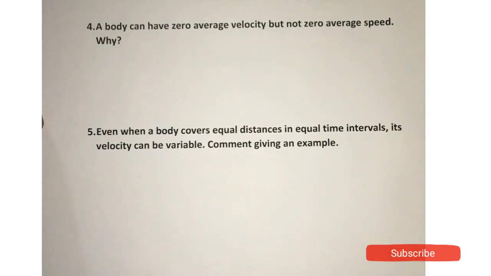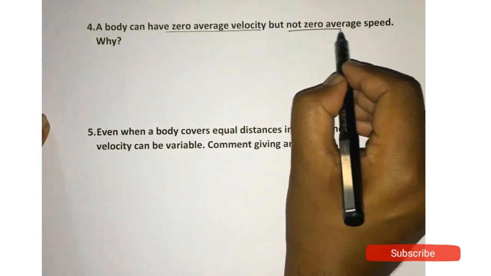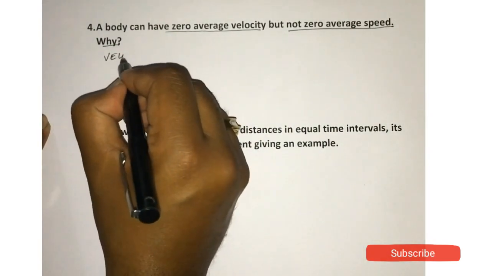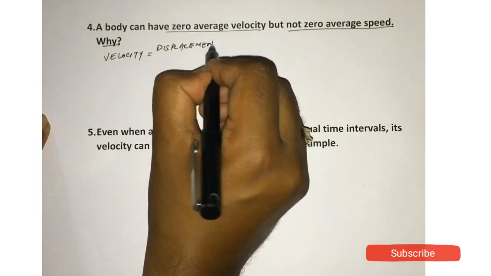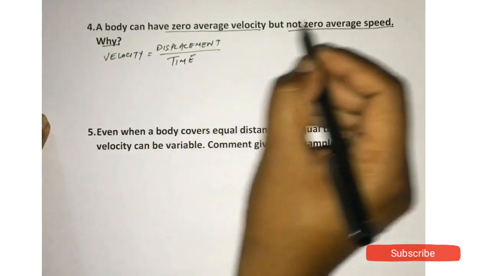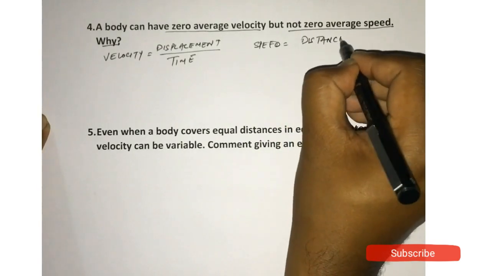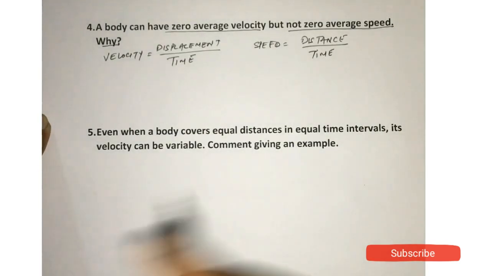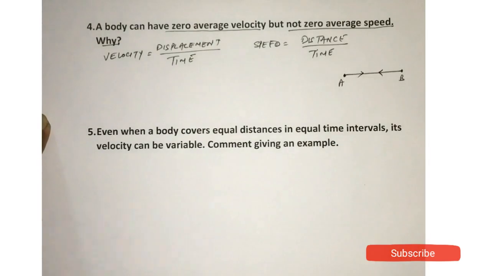Now the next question is, a body can have zero average velocity but not zero average speed. Why? We know that velocity is displacement upon time, but speed is distance upon time. Fine. So let's take an example. Suppose a body starts from this point A, reaches B and returns to the same point A again.